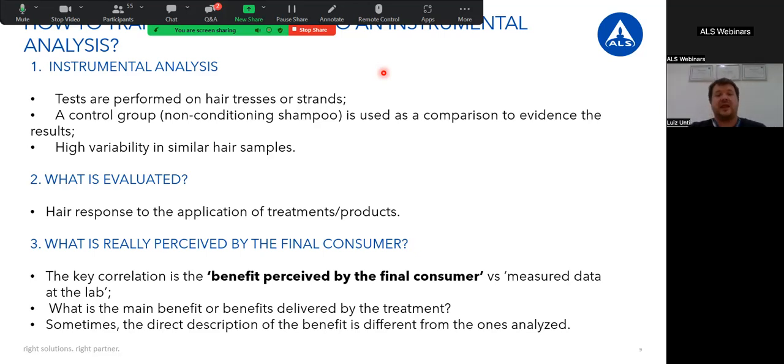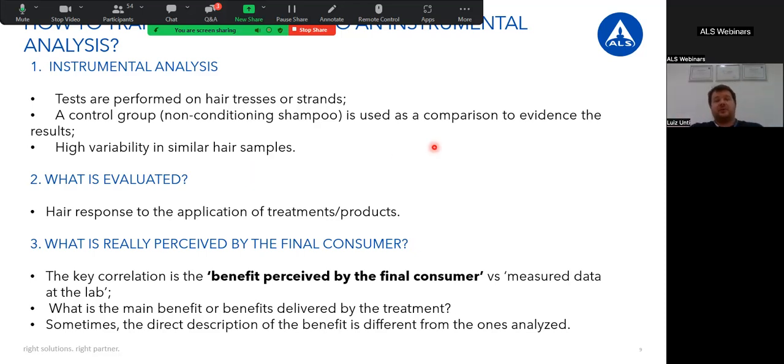So for every instrumental testing, we perform it at least 3 times, or better, with 3 different tresses or 3 different strands, to be able to make the statistical comparison to show the difference. And we also evaluate the response of the hair to the application of those treatments.